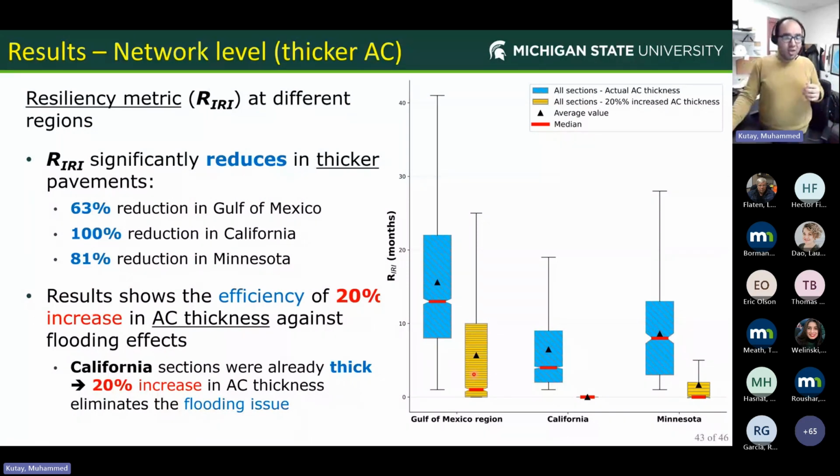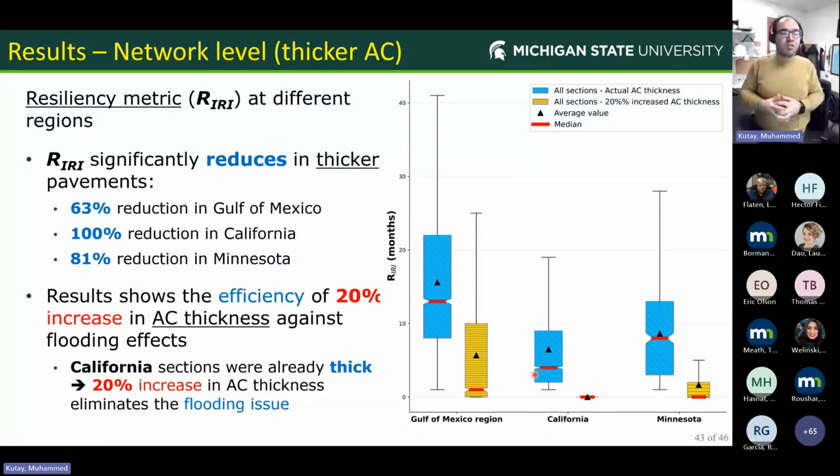So you can see a significant improvement of the resiliency against flooding when you increase the thickness of the AC layers by only 20%. For example, in the Gulf of Mexico region, the pavements show on average a 63% reduction in the resiliency metric, which means there is about 63% improvement of the resiliency. And in California, it's actually 100%. The reason is that the California pavements in the HPMS are already thick enough. When you increase the thickness by 20%, you totally eliminate the problem with flooding based on this result.